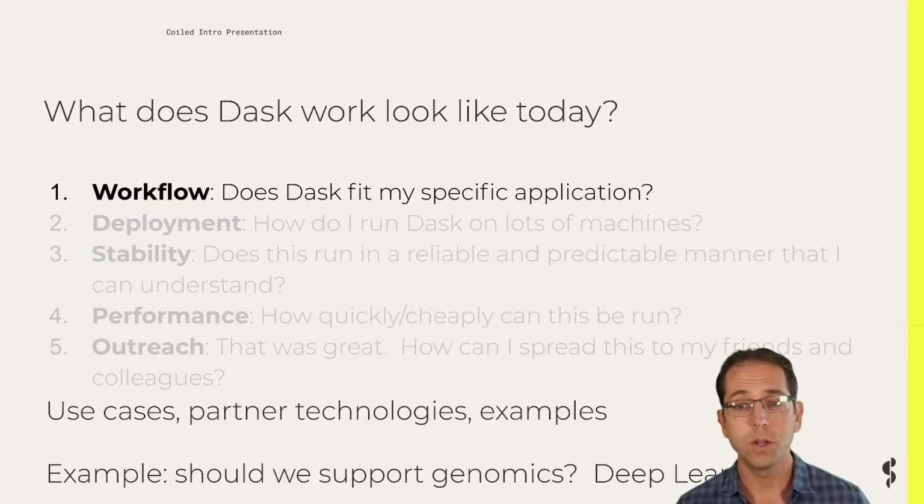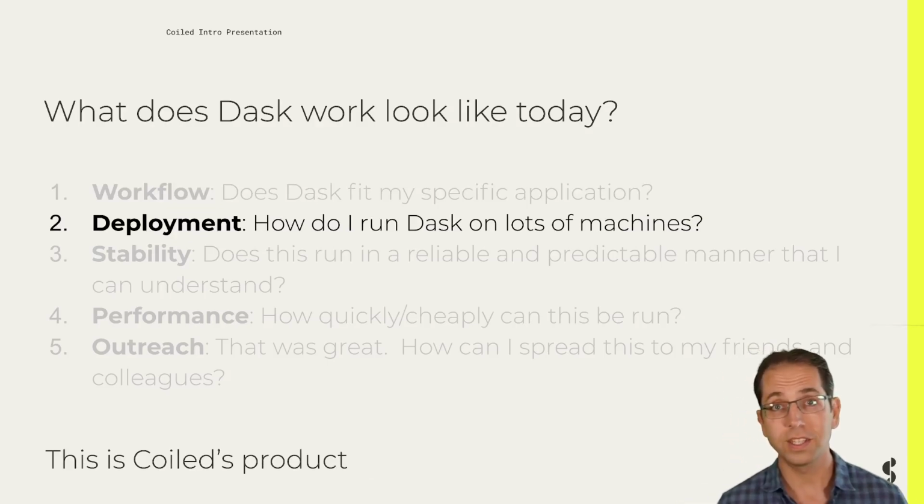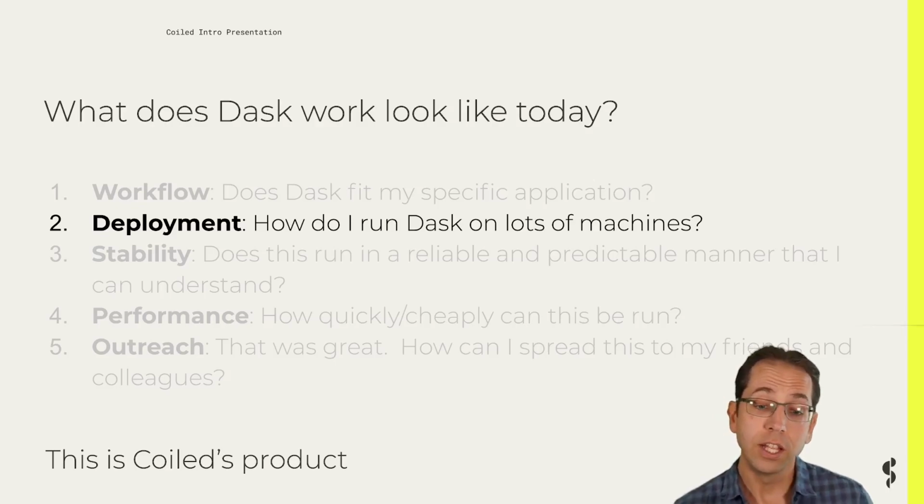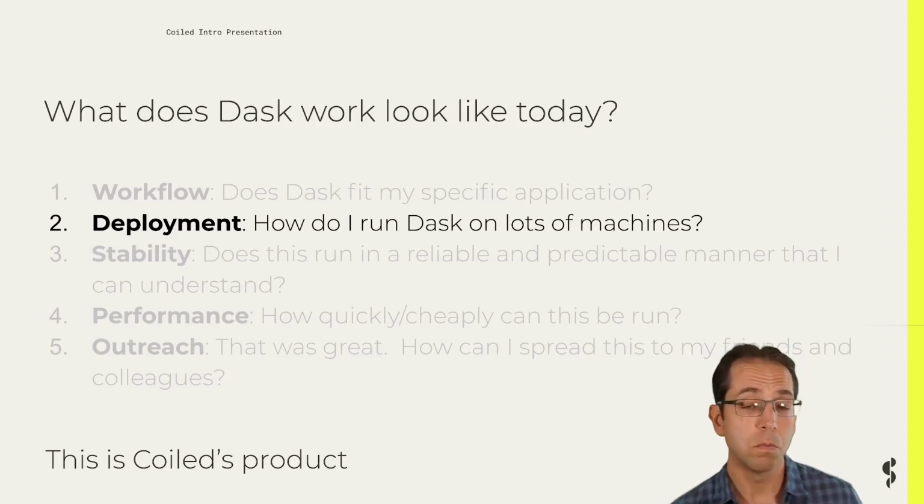Then there's a question about deployment. So once I've figured out that Dask solves my problem, I've experimented locally on my laptop, I now need 100 machines to run this, or 1,000 machines to run this. How do I get those machines? This has probably been the focus of a lot of the Dask maintainers over the last couple of years. It's also Coiled's product. So maybe two thirds of Coiled's engineers work on solving this problem, mapping cloud infrastructure to Dask workers in as efficient and safe and secure and cheap a way as possible. It's a really hard problem. I think we're doing a pretty good job at it.